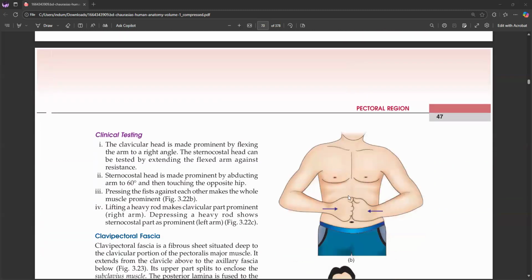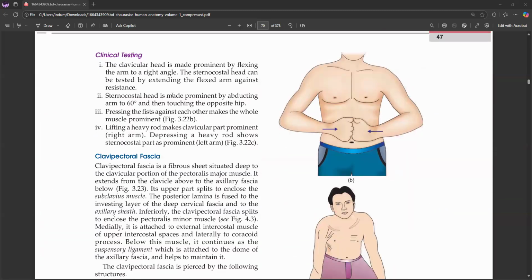Clinical testing. Number 1, the clavicular head is made prominent by flexing the arm to a right angle. The sternocostal head can be tested by extending the flexed arm against resistance. Number 2, sternocostal head is made prominent by abducting arm to 60 degrees and then touching the opposite hip. Number 3, pressing the fists against each other makes the whole muscle prominent.